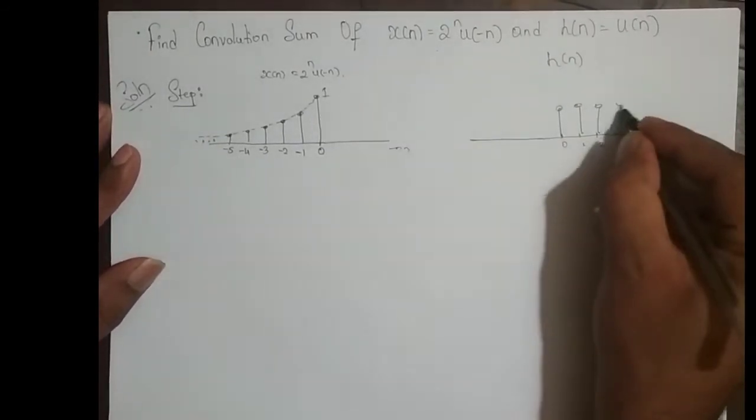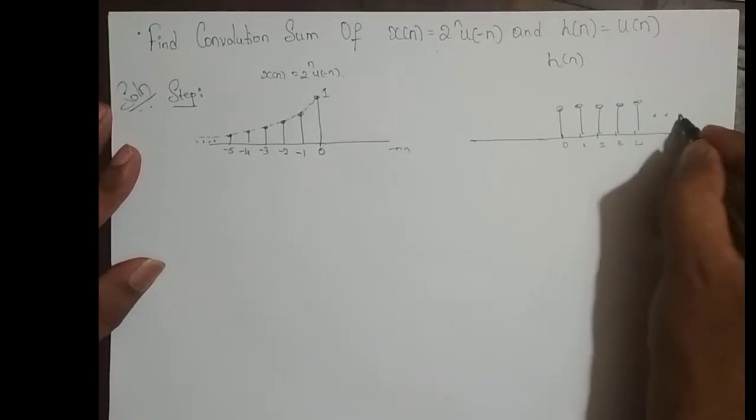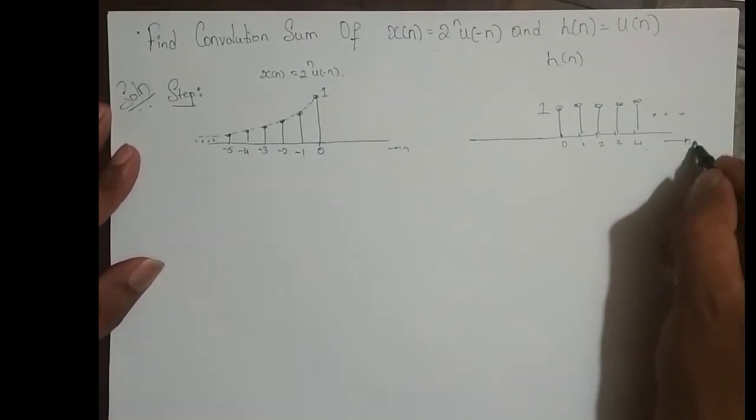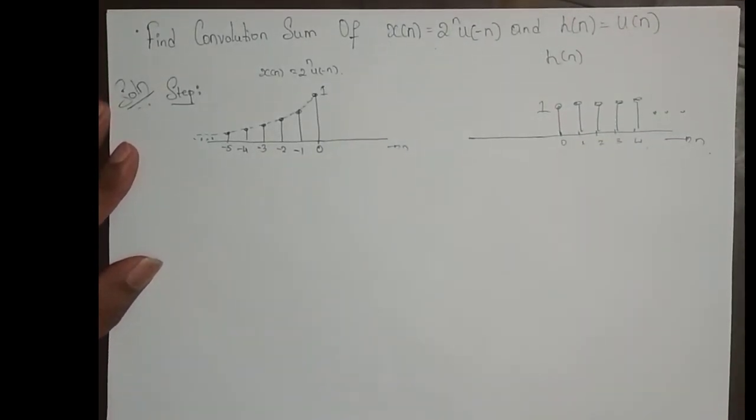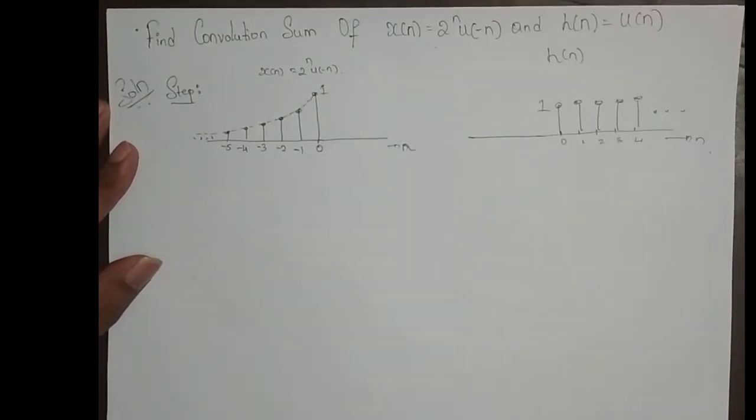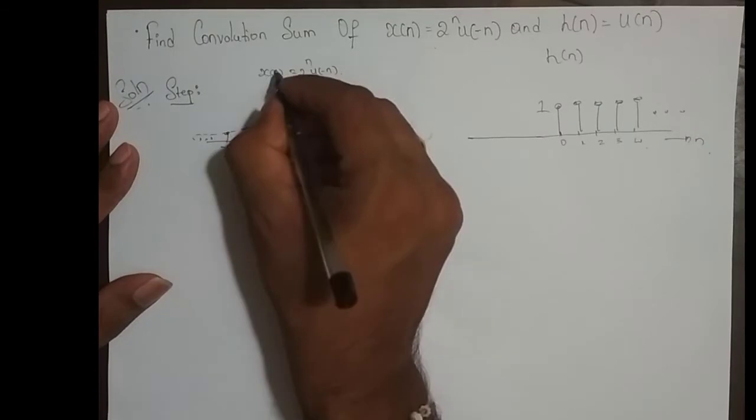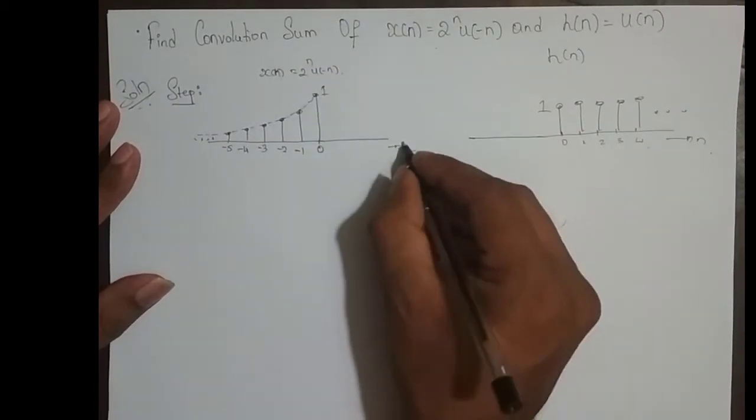Its amplitude is 1. Okay. Now what I need to do, I need to replace its independent variable to k. So x of k, this becomes k.